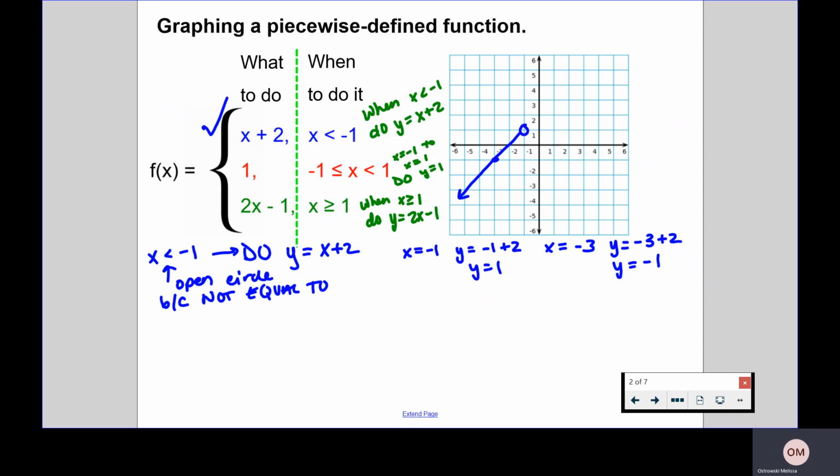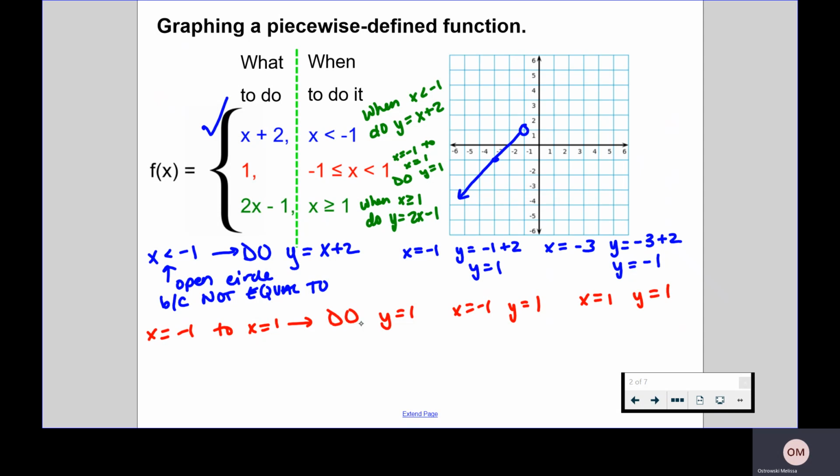You move on to your middle piece. From x equals -1 to x equals 1, do y equals 1. So weirdly, this stumps you guys. I don't know why. At every level, this always takes a second of thought. But when x equals -1, y has no choice but to be 1. When x equals the other side, +1, y has no choice but to be 1.